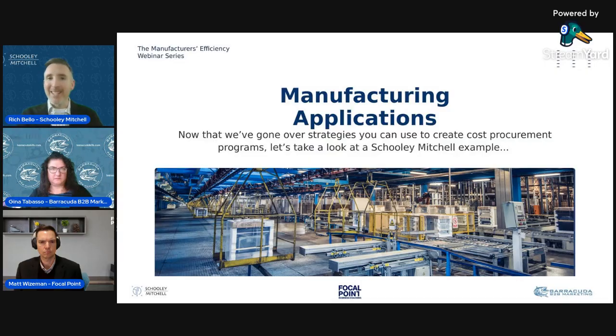All that being said, it's clearly a lot of work, and a lot of times a lot of companies don't have the manpower or the time to dedicate to that process and keeping track of everything on an ongoing basis to make sure that everything's in line with what your contract says it should be, and the negotiated rates that you had earned. It's a time-sensitive thing. So this is part of what we do at Schooley Mitchell.